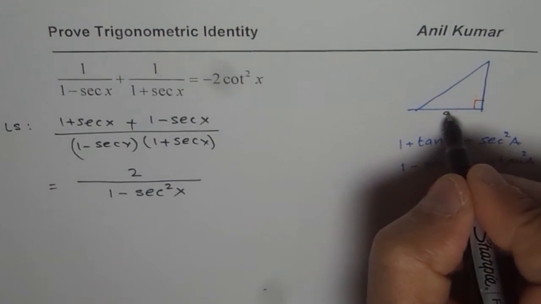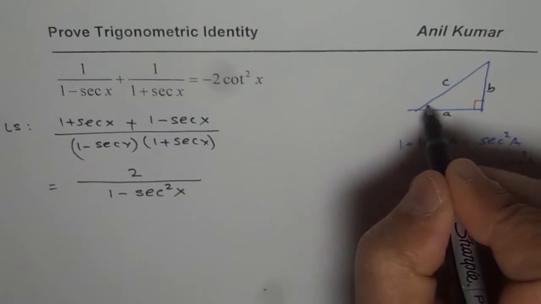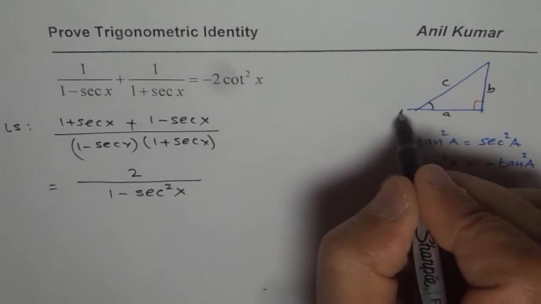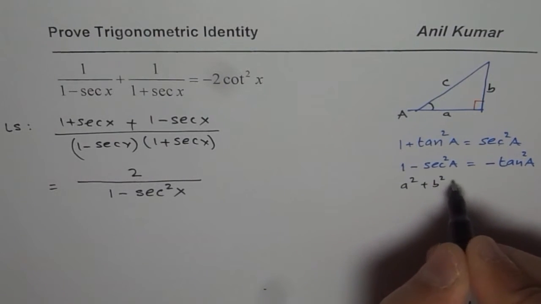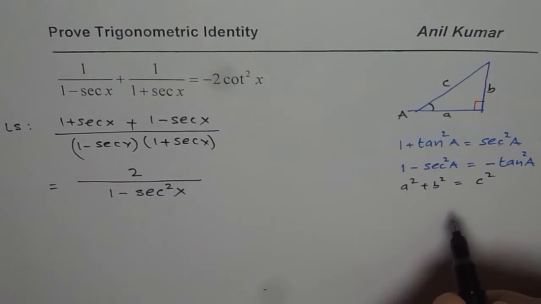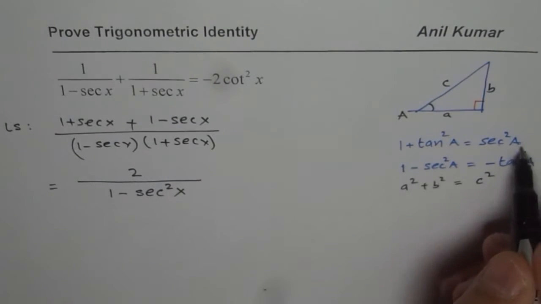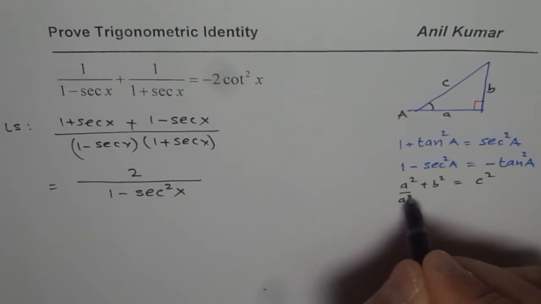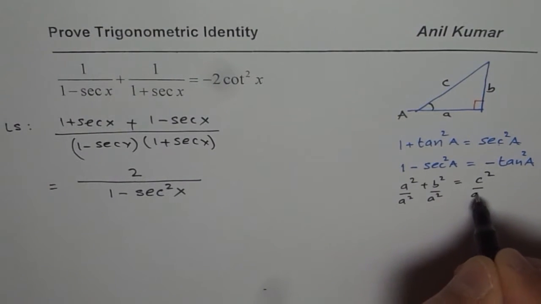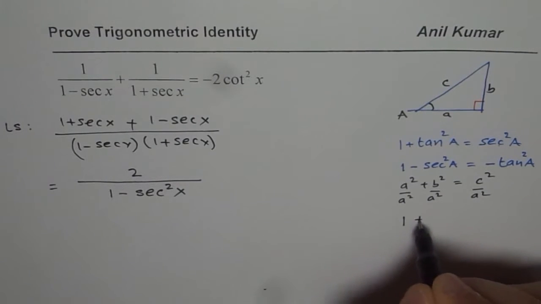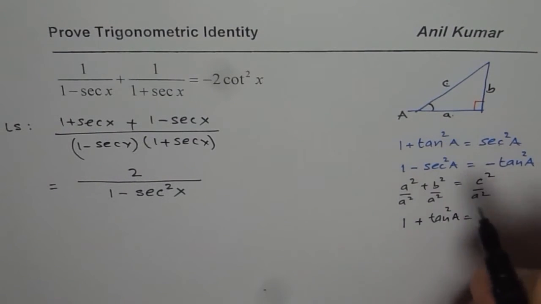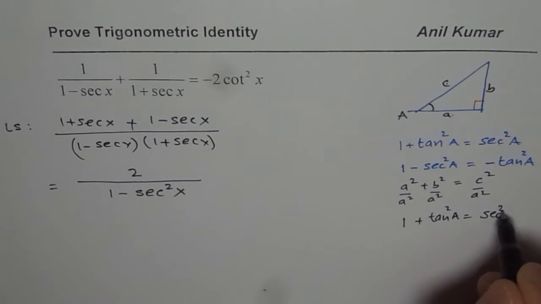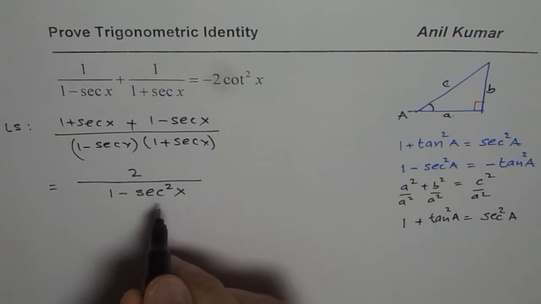It could be easily proven like this. If a, b, c are the sides of the triangle, and let's say this is angle a, then you know a square plus b square is equals to c square. Now to get this identity, we'll divide everything by a square. So a square by a square is 1. B over a is tan of a, right? So we get tan square a equals to c over a is secant square a. So that's a very simple proof which we have applied here.